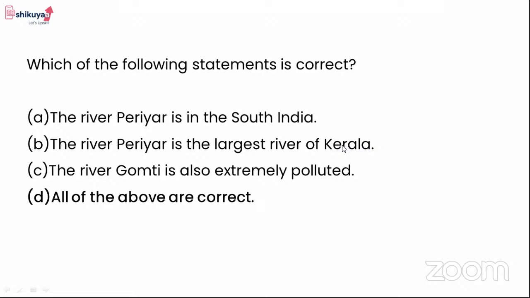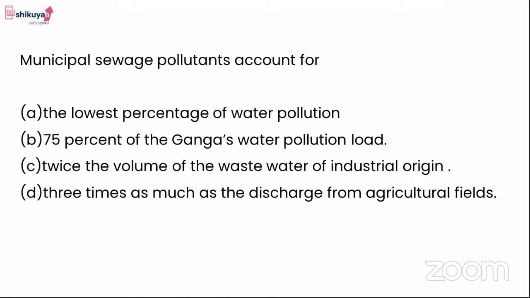Okay, well, let us go to the next question. Municipal sewage pollutants account for. What do they account for? The lowest percentage of water pollution, 75% of the Ganga's water pollution load, twice the volume of the wastewater of industrial origin, 3 times as much as the discharge from agricultural fields.